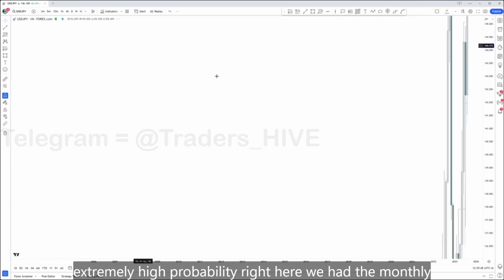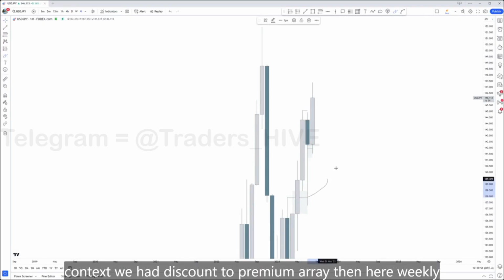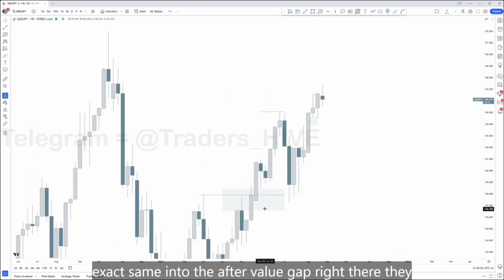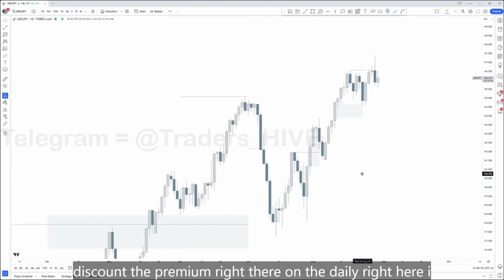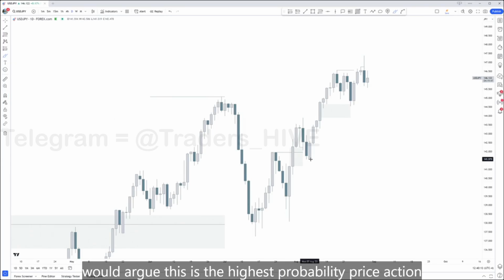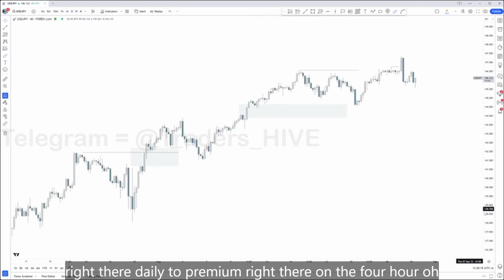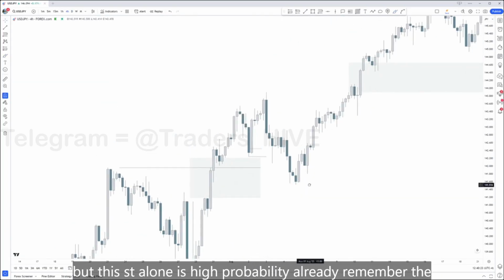Right here, we had the monthly going higher, and we came off of a discount array. So we had context, we had discount to premium array. Then here, weekly, exact same, coming into that fair value gap right there. Discount to premium right there. On the daily, right here, I would argue this is the highest probability price action right there. Daily to premium right there. On the 4 hour right there, this is not high probability, but this ST alone is high probability already.